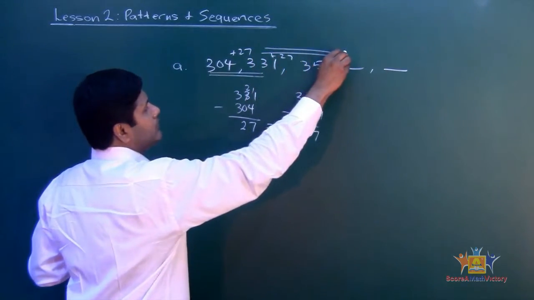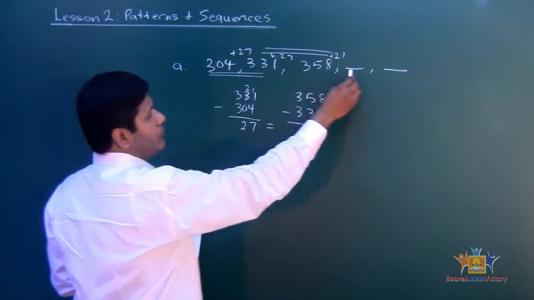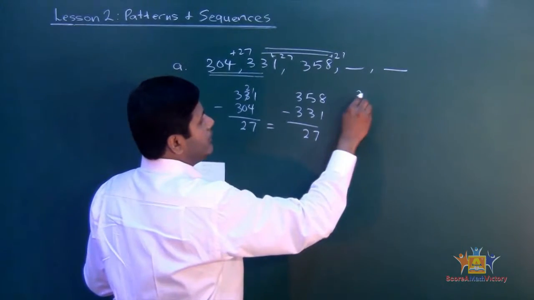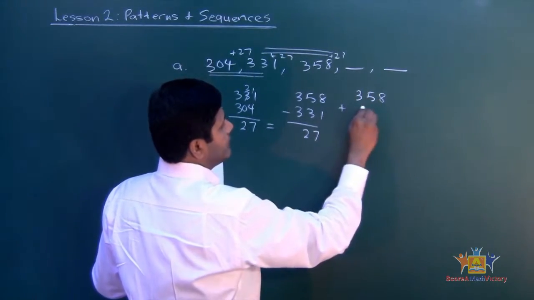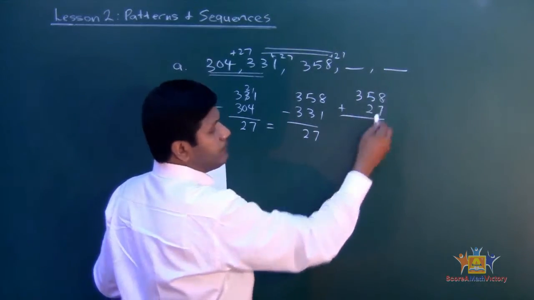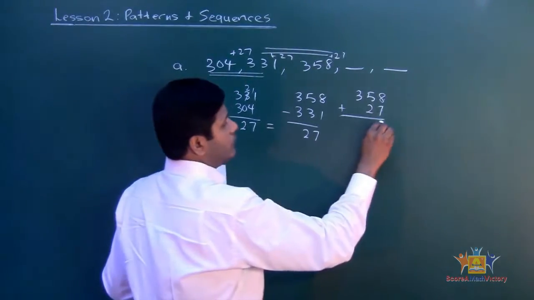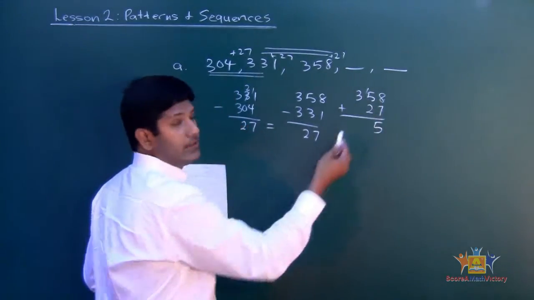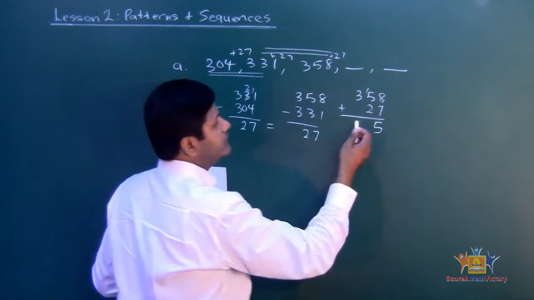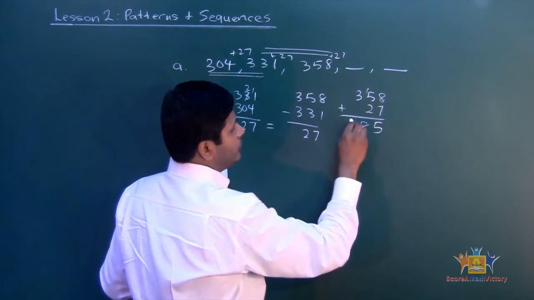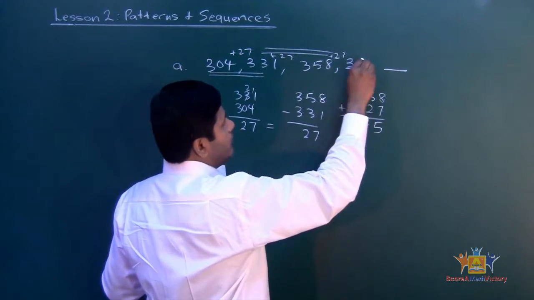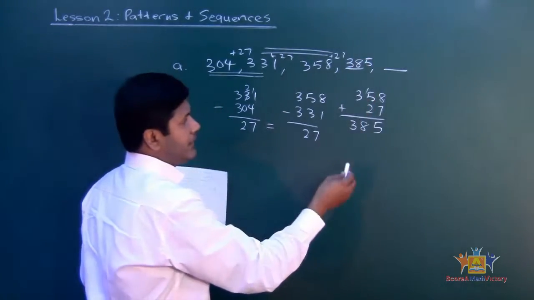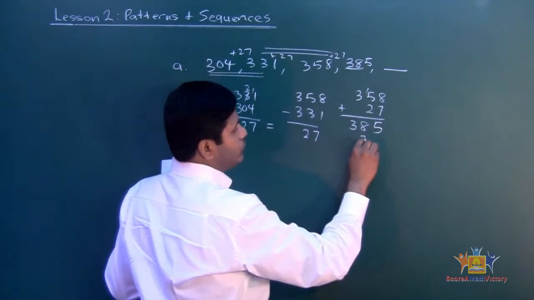See that? So now to fill up the 2 blanks, we take 358 and add 27. 8 plus 7 is 15. So 5, carry 1. 1 plus 5 is 6. 6 plus 2 is 8. So then bring the 3 down. So this one becomes 385.